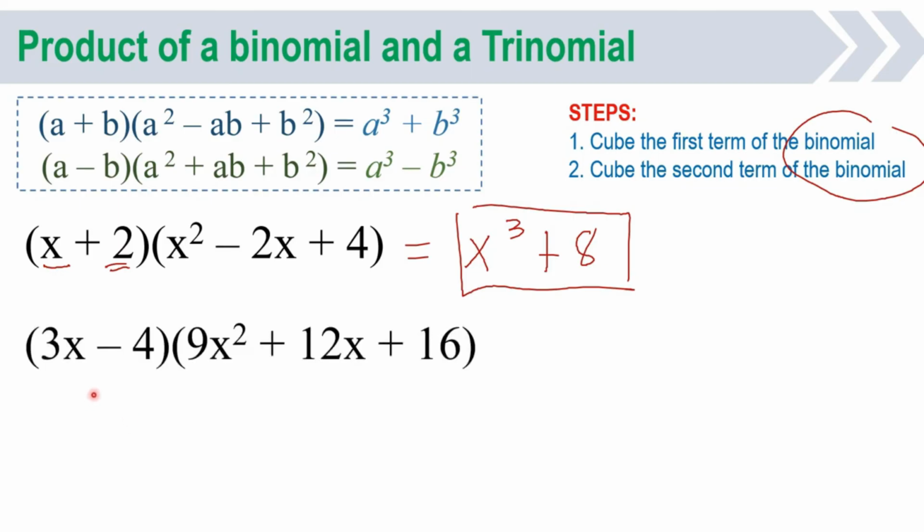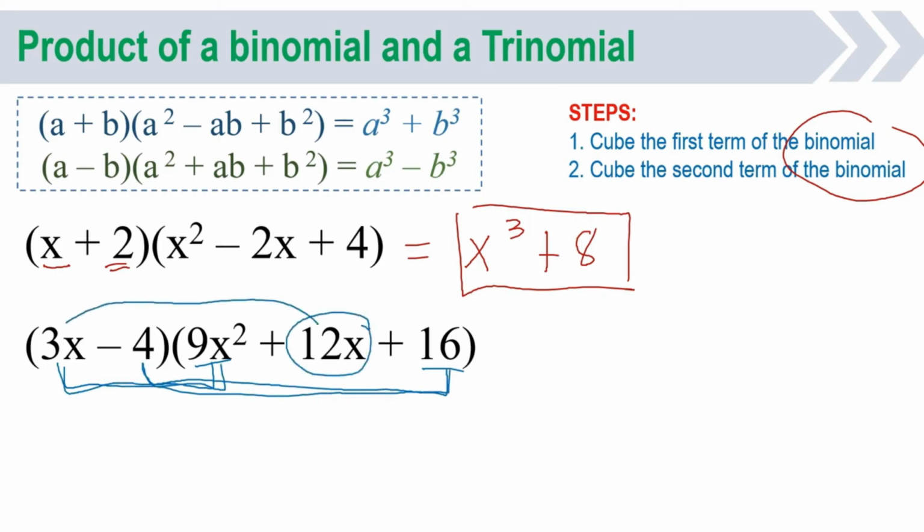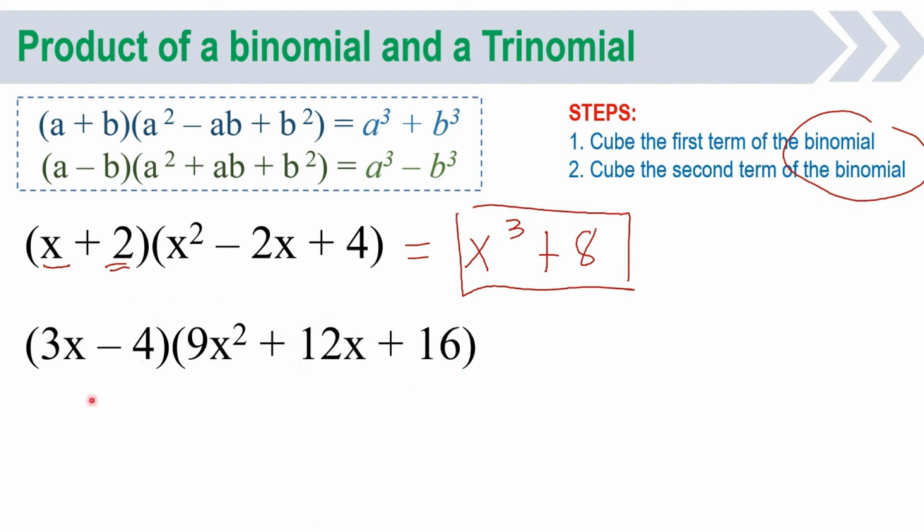Next, 3x minus 4 times 9x squared plus 12x plus 16. You look at the pattern. So again, first and last term must come from the square of the first term and last term of your binomial. 3x times 3x, 9x squared. 4 times 4 is 16. Then, the middle term, combination of the two, 3x times 4 is 12x. So, let us proceed with the answer.